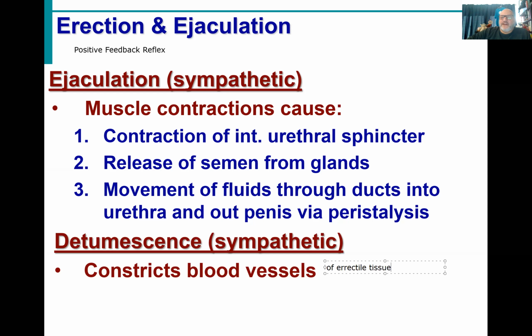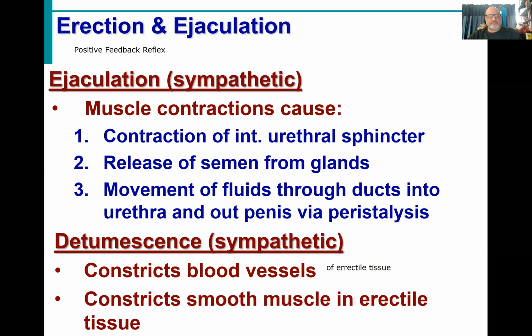Obviously, if you constrict the blood vessels of the erectile tissue, that is going to decrease blood flow to the erectile tissue. But also in that tunica albuginea, there is smooth muscle, and that smooth muscle will constrict the erectile tissue. When this occurs, it basically forces open the drainage veins, and the blood drains from the erectile tissue, and the rigidity of the penis is lost.